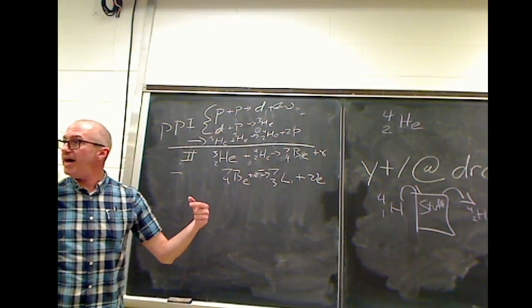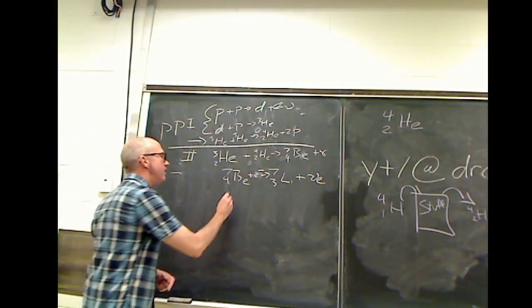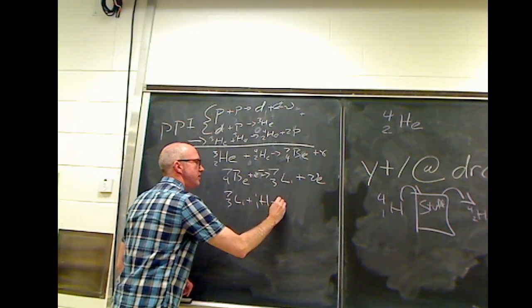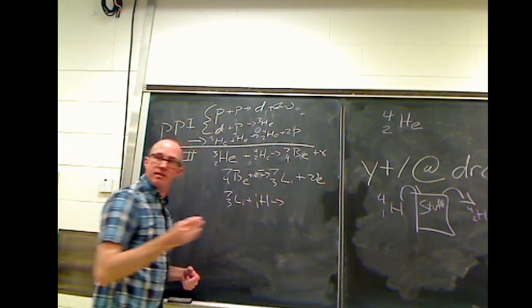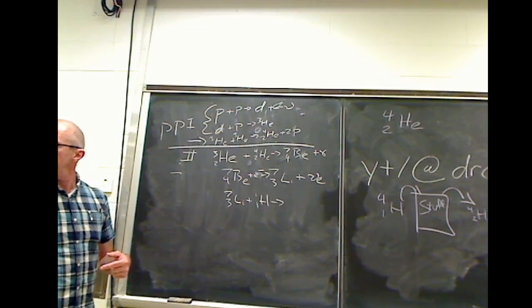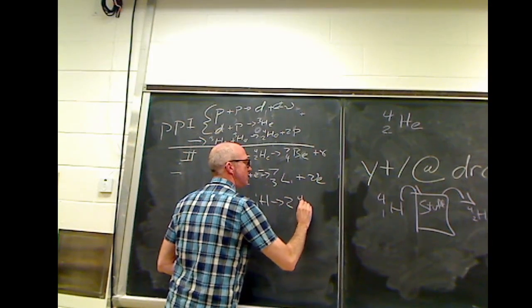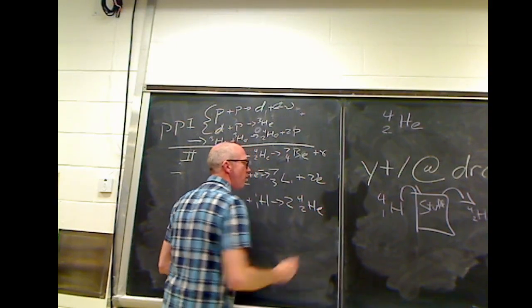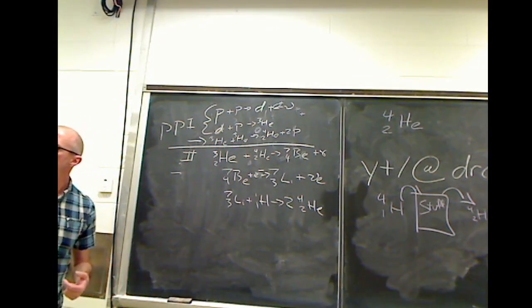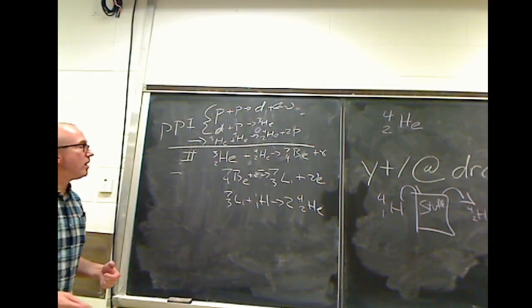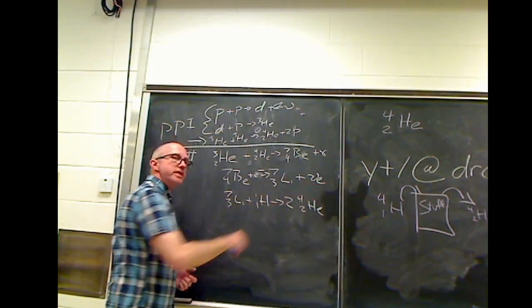We're going to pack another hydrogen onto that. So now we're going to take our lithium plus a hydrogen, and this is going to give us two helium-4s. Yeah. So that capture is only spitting out a neutrino? Well, it captures an electron and it spits out a neutrino.